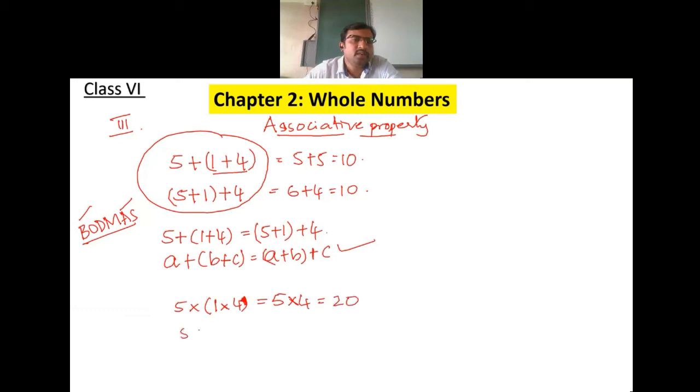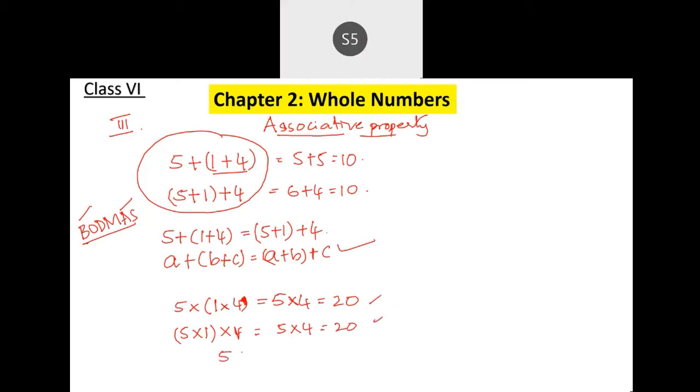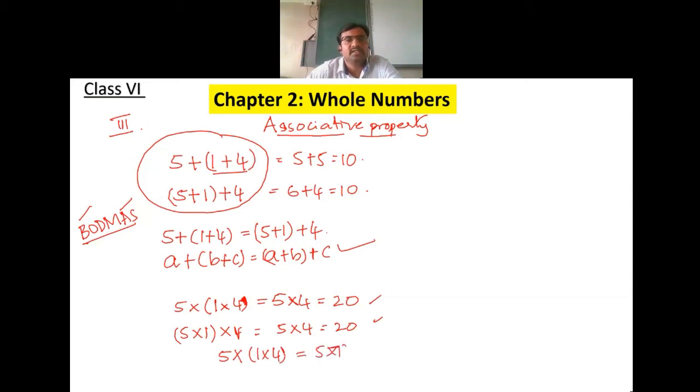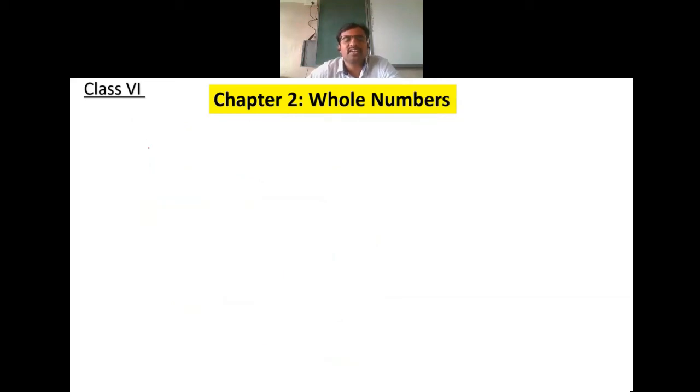Is multiplication closed? 5 multiplied into 1 into 4 is equal to 20. We get the same result. So I should write 5 times of 1 into 4 is equal to 5 times of 1 multiplied to 4.